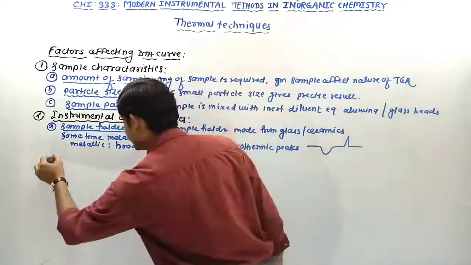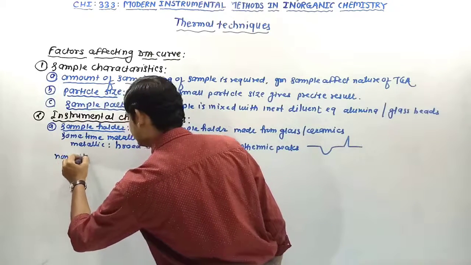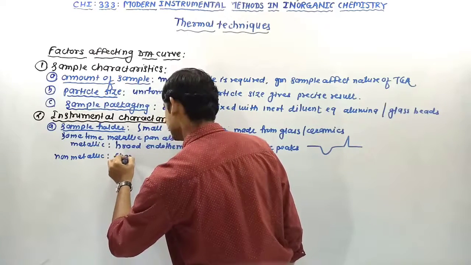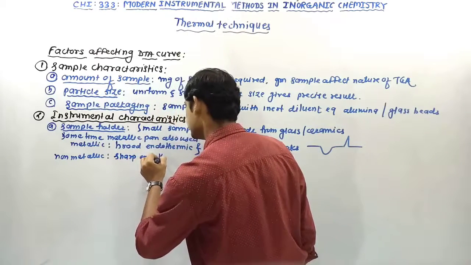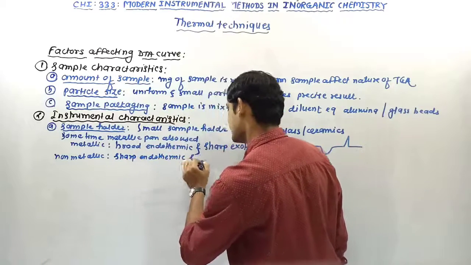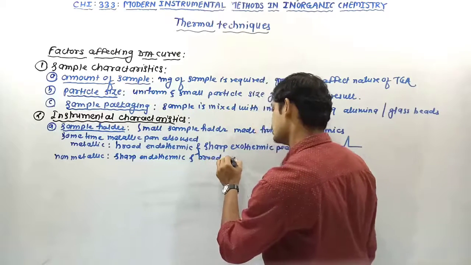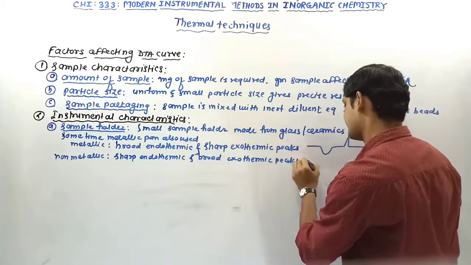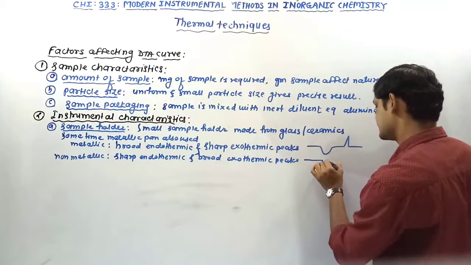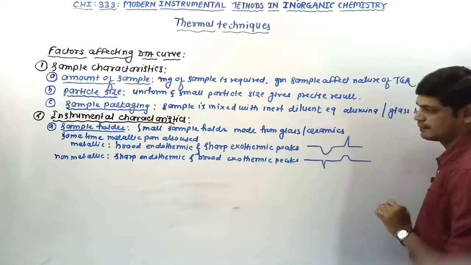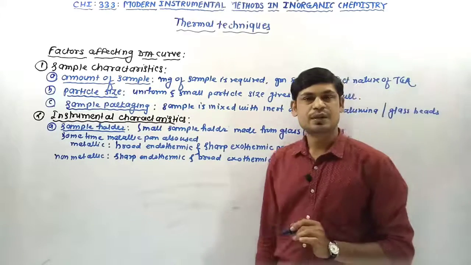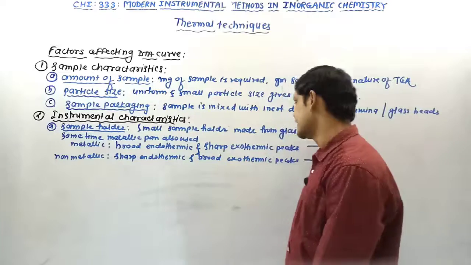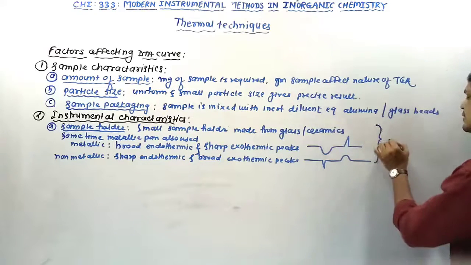If it is made from a non-metallic material, then we will get a sharp endothermic and a broad exothermic peak, like this. Got the reference? Probably a deep crucible type sample holder is preferred.